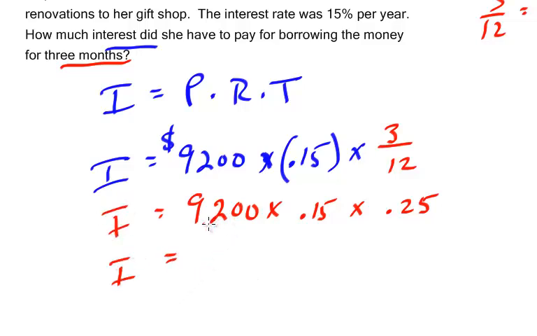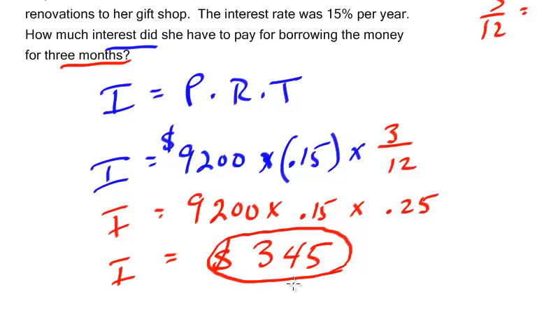And if you take 9,200 times 0.15 times 0.25, you should get $345 interest in the 3 months. Remember, this is where people will make mistakes. It just will happen. I've never had a class where people all get this right. But if it says months, you have to hit the brakes and divide it by 12. So if it's 6 months, it's 6 over 12, which is a half. Okay? 9 months, 8 months, whatever it is.